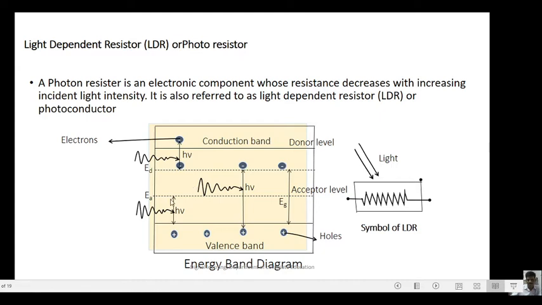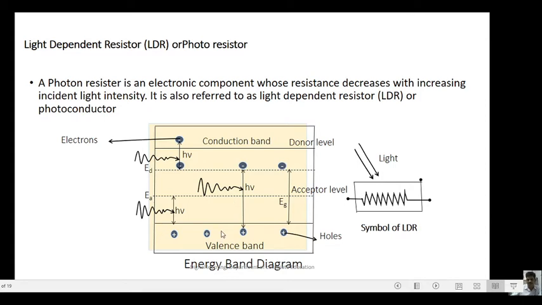So therefore here the energy difference between the valence band and conduction band is h nu. H nu is absorbed by the material. So that is the acceptor level. So here Eg up to this point is the energy of the acceptor level and energy of the donor level. This is the conduction band.